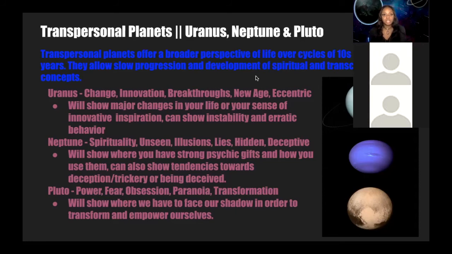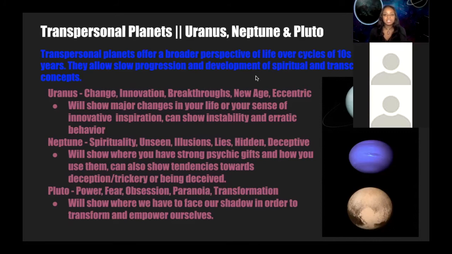The first transpersonal planet that we have is Uranus. Uranus represents change, innovation, breakthroughs, new age, eccentric. It will show major changes in your life or your sense of innovative inspiration. And it can also show instability and erratic behavior.